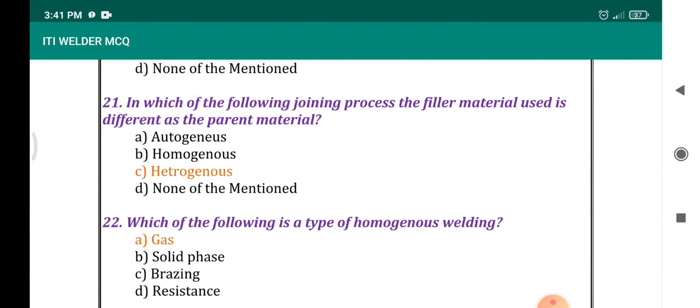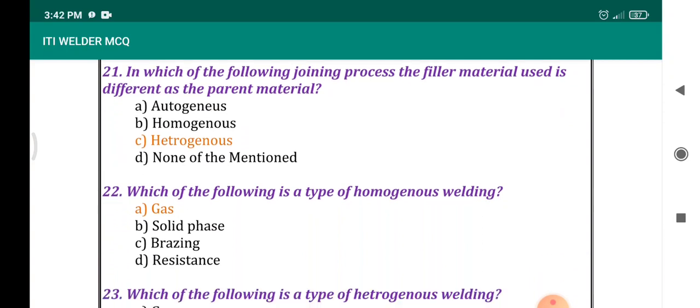In which of the following joining processes is the filler material different from the parent metal? So options are autogenous, homogeneous and heterogeneous. Autogenous, no filler material. Homogeneous, same filler material as parent metal. Heterogeneous, we will be using a different filler material compared to the parent metal.